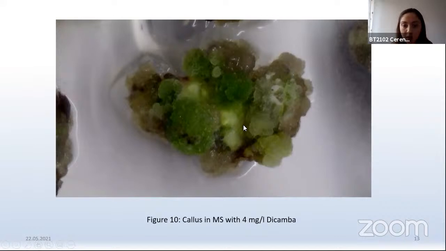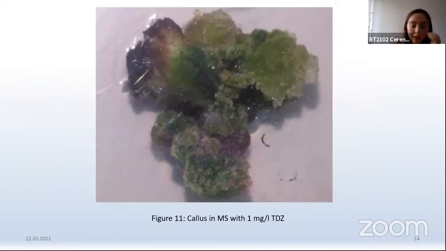This is better. And here's another callus in 1 milligram per liter TDZ up close. This has more snow-like texture, and this built up more tightly, but not strongly. It breaks apart so easily, and at the same time, it's not all around the leaf. For the single explant, production is not as good as the 4 milligram per liter dicamba, and we can see some of that part, so the viability rate is low in TDZ.